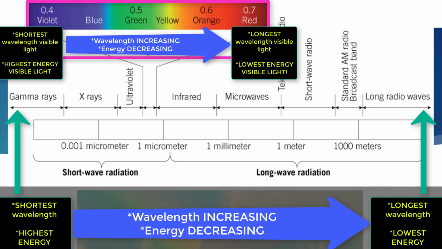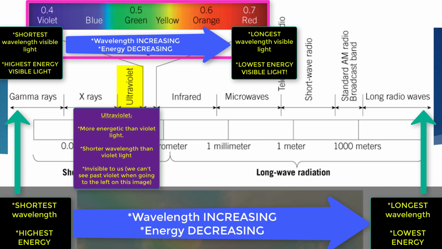ROYGBIV would be read backwards on this particular image, because we have the higher energy electromagnetic radiation to the left side and the lower energy electromagnetic radiation to the right side. Now hopefully this is kind of common sense, but with violet being the most energetic of the visible lights, just outside of the violet range is ultraviolet. And ultraviolet radiation is more energetic than the most energetic visible light.